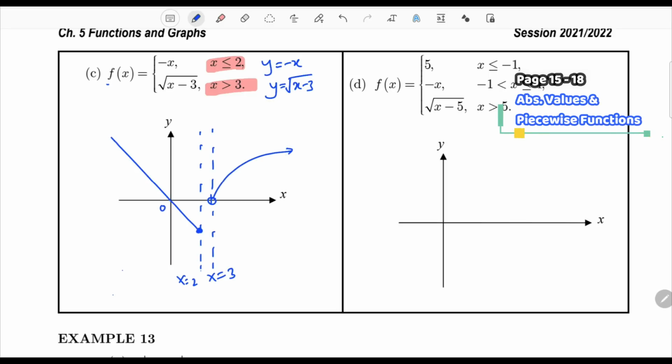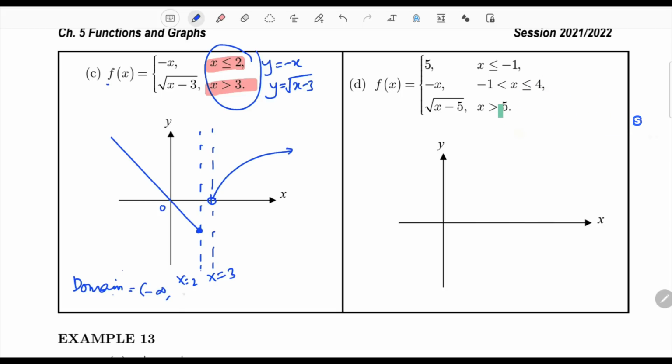So domain equals this, which is negative infinity to 2 union 3 to infinity. So range from here above. So we have this value negative 2. So from negative 2 to infinity.